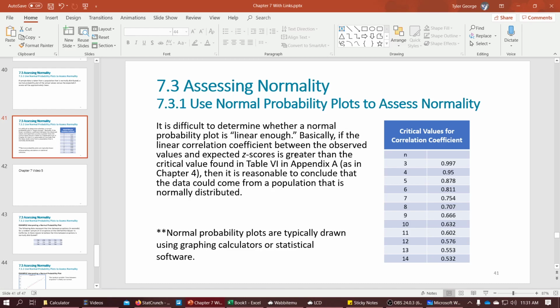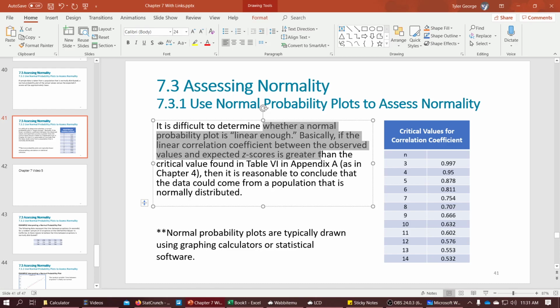Okay, so here, as it says, I'm not just going to review it here. If the linear correlation coefficient between the observed value and the expected z-scores... Now, this is going to sound really complicated because we're not actually going to calculate each of those values. We're not talking about the regression that we've done so far. We'll talk about that more later, not in this chapter. But we're talking about a special plot that's created just to check this.